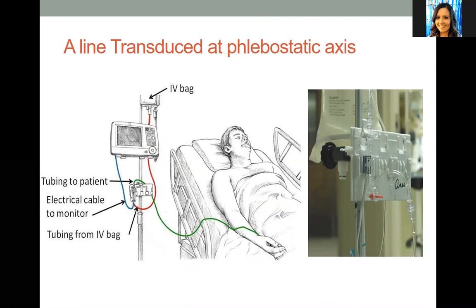So here's a picture of our patient who has an arterial line. If you look, the transducer is actually attached to the IV pole, and it's at that phlebostatic axis. So our transducer can either be on an IV pole beside the patient as long as it's at that line or level. You may even see it attached to a towel roll, placed between the patient's chest and arm at that phlebostatic axis. Either way is fine.